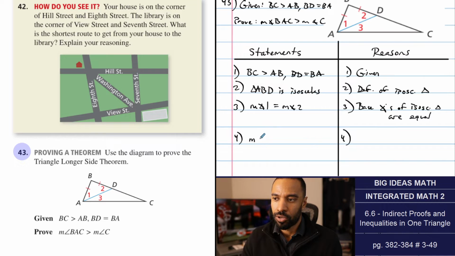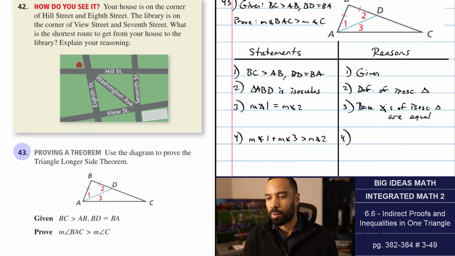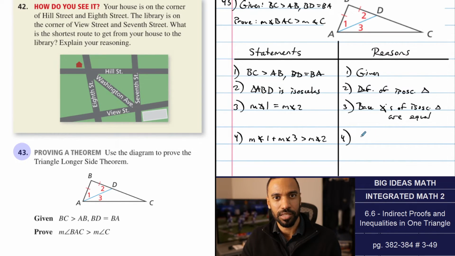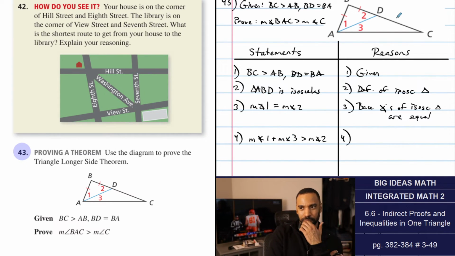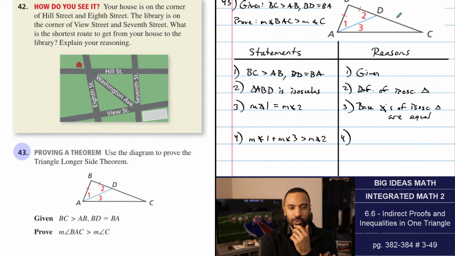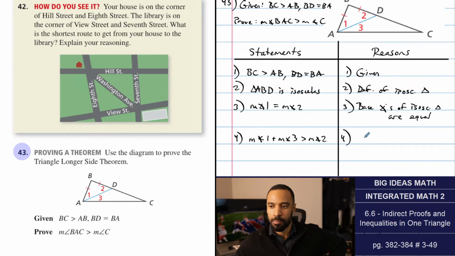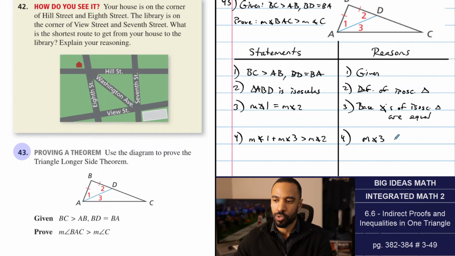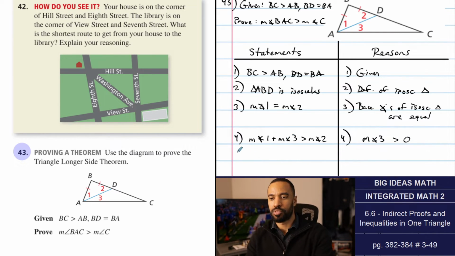Measure of angle 1 plus measure of angle 3 is greater than measure of angle 2, but angles have to be greater than something. If I'm adding this angle's measure in, it needs to be greater. I don't know how I can reason with that. I'm just going to say measure of angle 3 is greater than 0. That's not really a good theorem to say there.